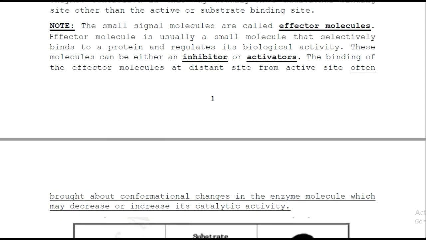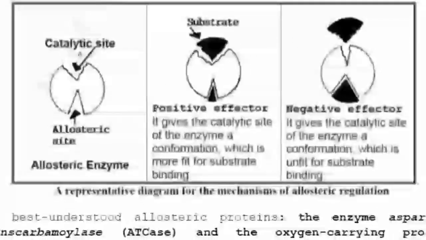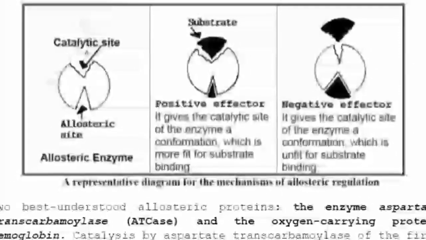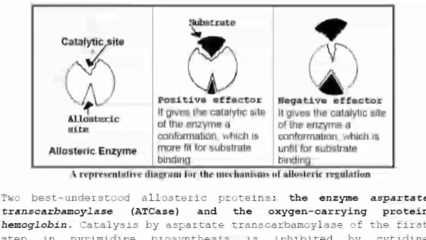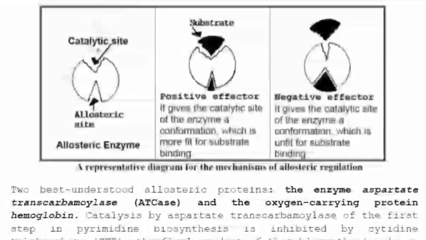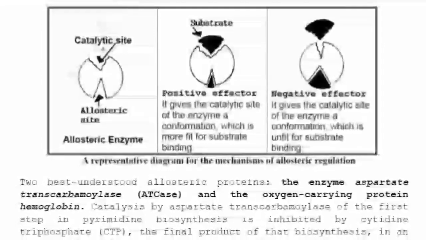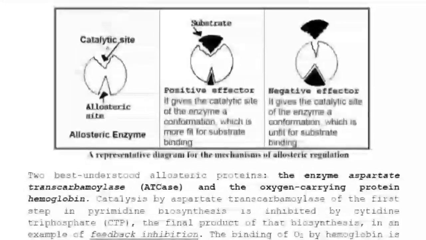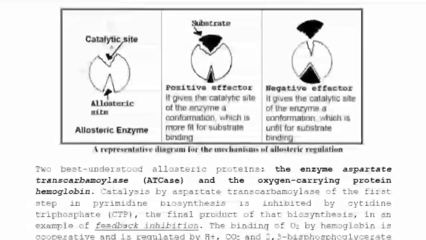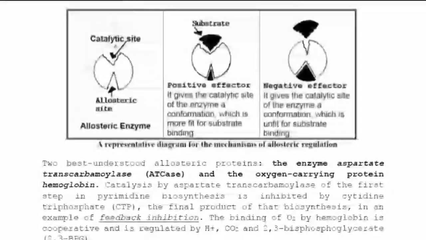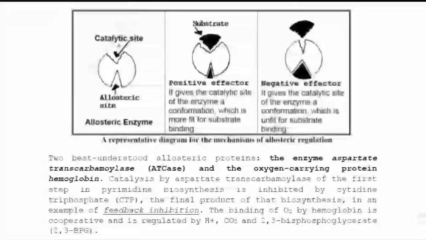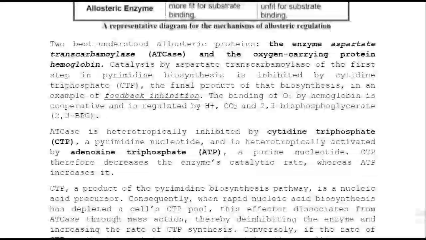You can see subsequently in that diagram that when effector molecules bind to the allosteric site, which is distant from the active site, it affects the conformational change, and it determines whether the enzyme will continue to act on the substrate or will not act on the substrate. Two perfect examples of allosteric enzymes are aspartate transcarbamylase and the oxygen-carrying protein hemoglobin. These are two perfect allosteric proteins.